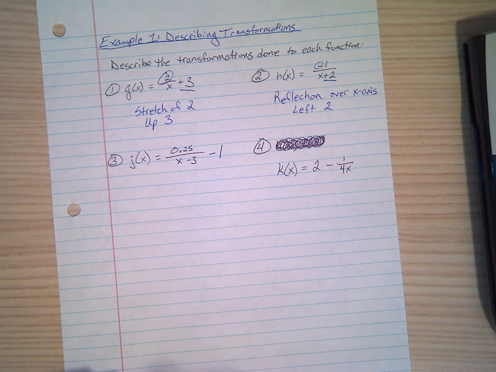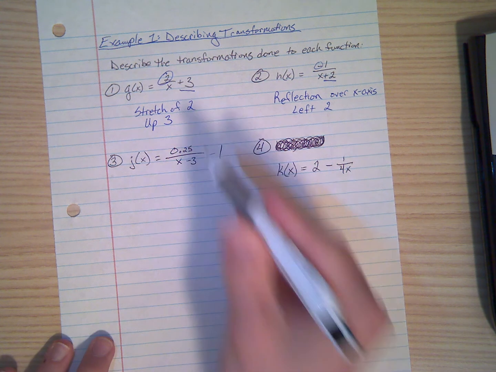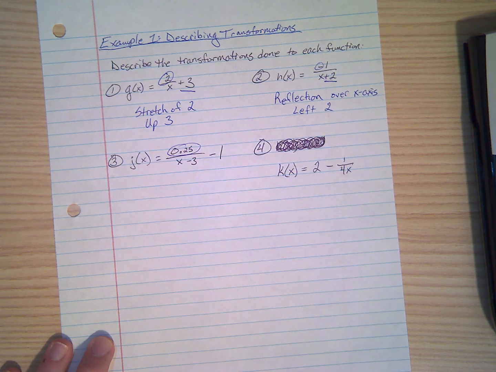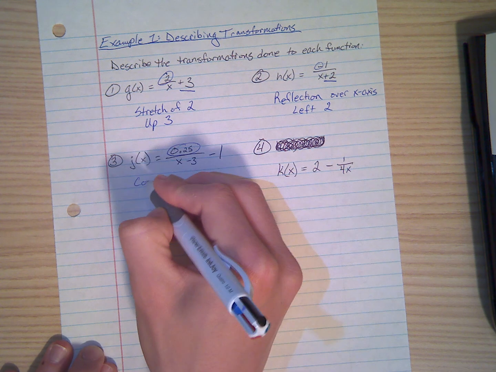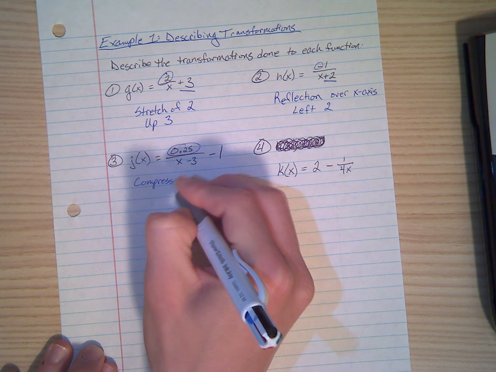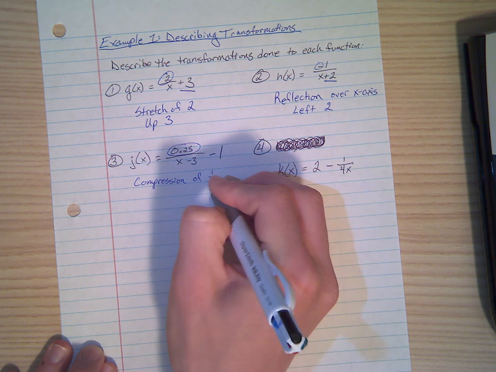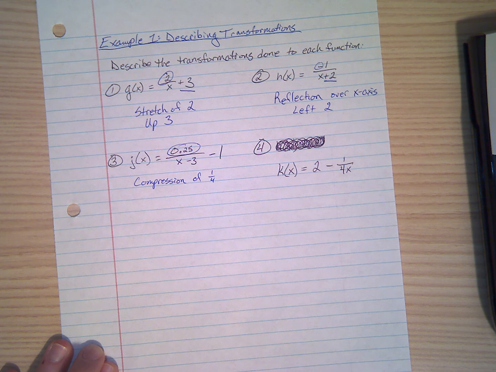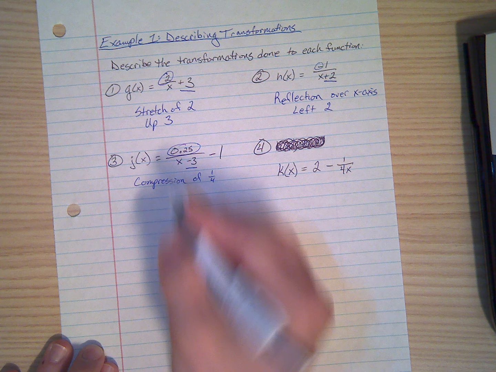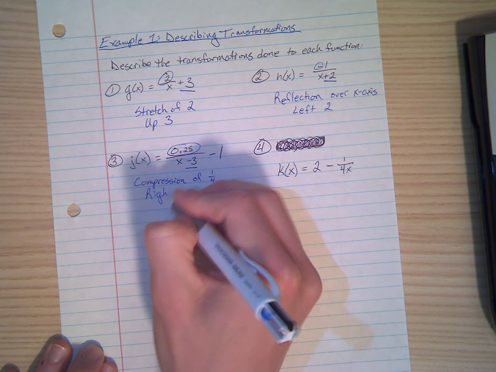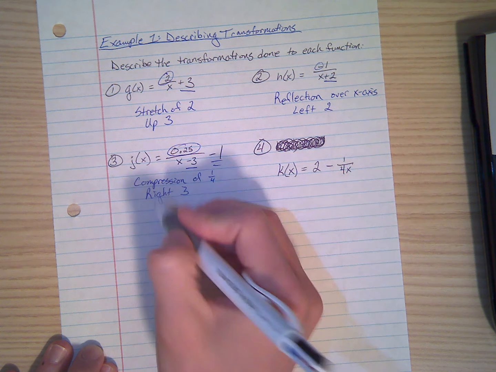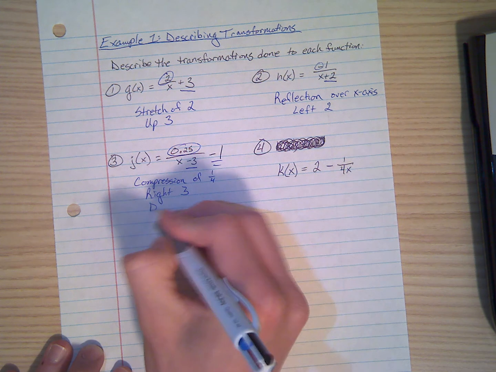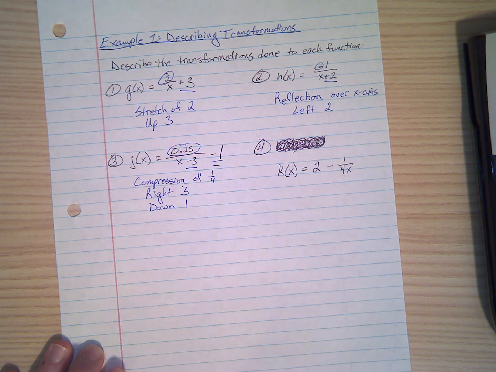Number 3 has a bunch of stuff going on. First of all, you see the 0.25. That's between 0 and 1, so that's a fraction, so that's a compression of 1/4, because 0.25 is 1/4. Don't be afraid of fractions. Minus 3 inside the function, that means we're going to go the opposite way. We're going to go right 3. And then finally, you see the minus 1 on the outside of the fraction. We follow that. That's down 1.